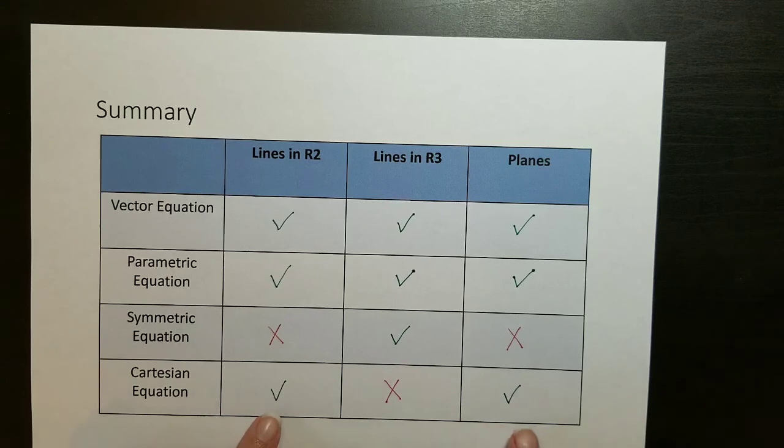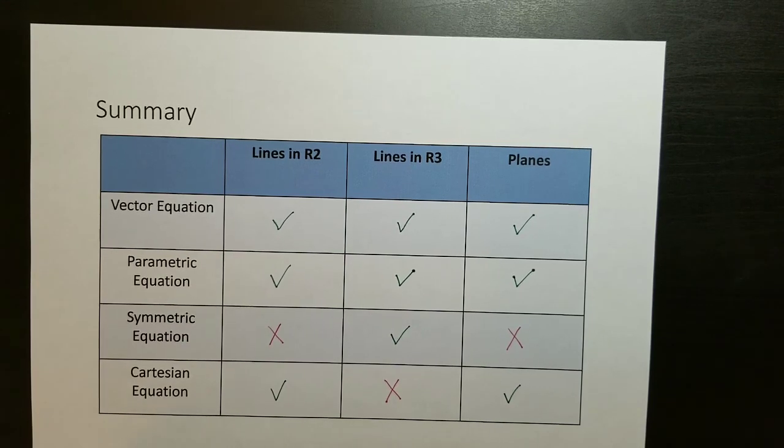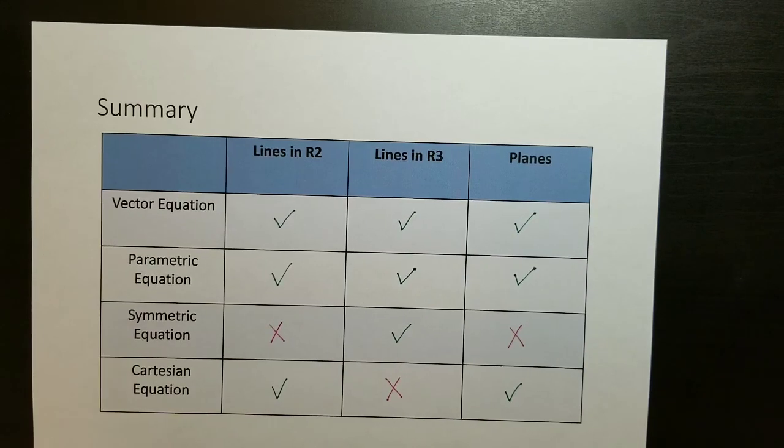So in some ways, you'll see the work for planes is actually more similar to the work for lines in R2, even though they are defined in three-dimensional space in R3, just like the lines in R3, they actually work a little bit different. And you'll see that as we move into intersections and distances between different objects in R3.